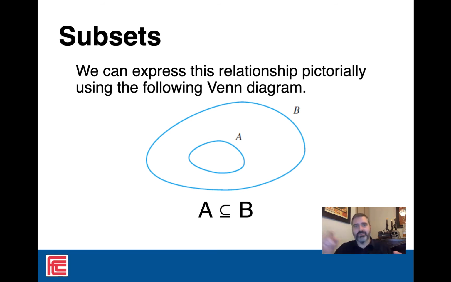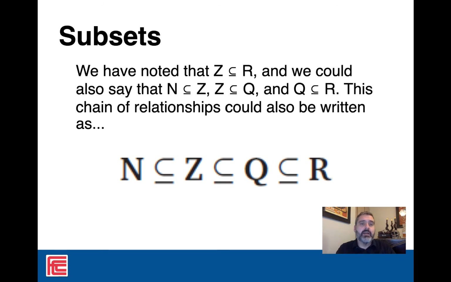B is the larger circle, A is the circle that's completely contained within B. Notice that if there's any overlap, if A kind of goes outside of B, then A is not a subset of B. A has some common elements with B, but it is not a subset. To be a subset, it has to be completely contained by the larger set. I say larger. Technically, they could be even, but we'll talk about that in a second.